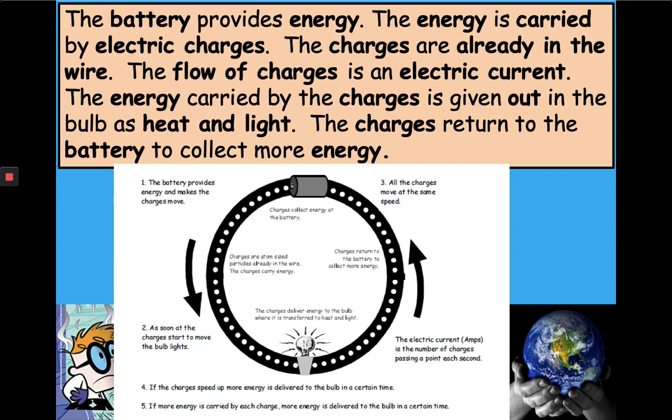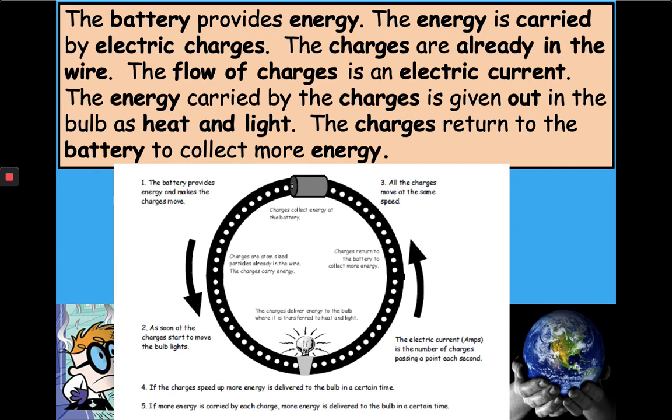At number 2, as soon as the charges start to move, the bulb lights. So we know the circuit's complete because the light is coming out of the bulb there. It's a nice lit bulb. At number 3, all the charges move at the same speed. So again, like we said before with the vans, they're all moving at the same speed.